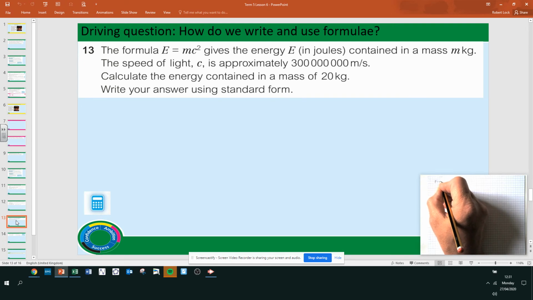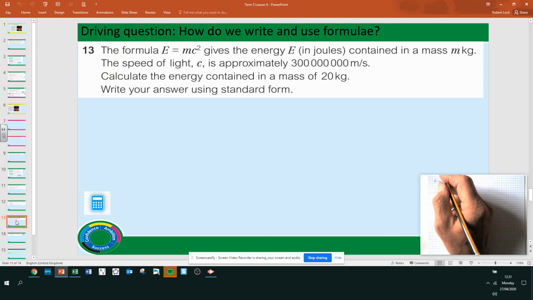E equals mc squared, because the energy E in joules is contained in the mass m in kilograms. The speed of light, c, is approximately 300 million meters per second. Calculate the energy contained in a mass of 20 kilograms. Write your answer using standard form.